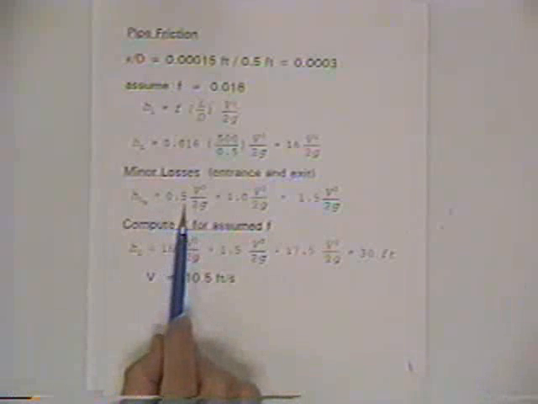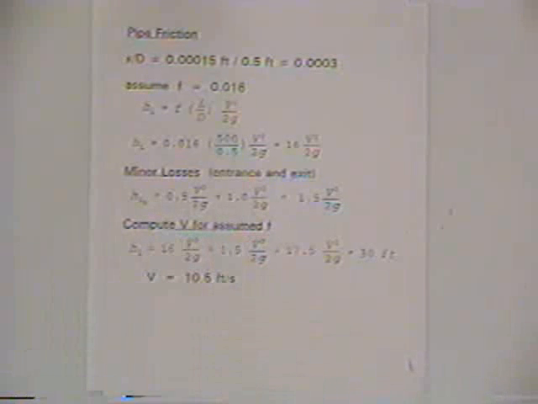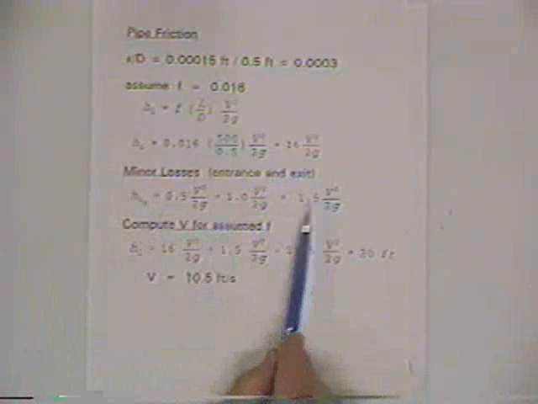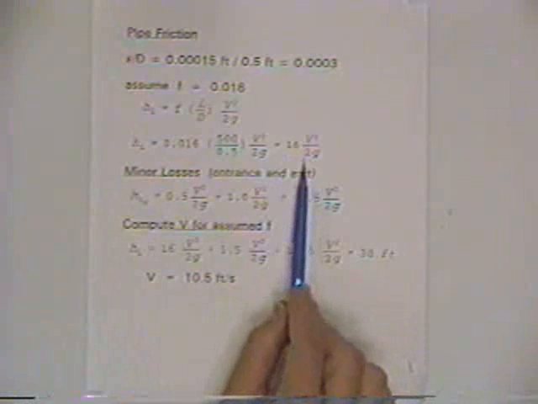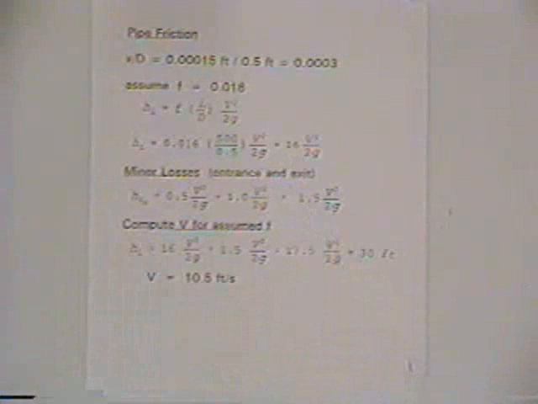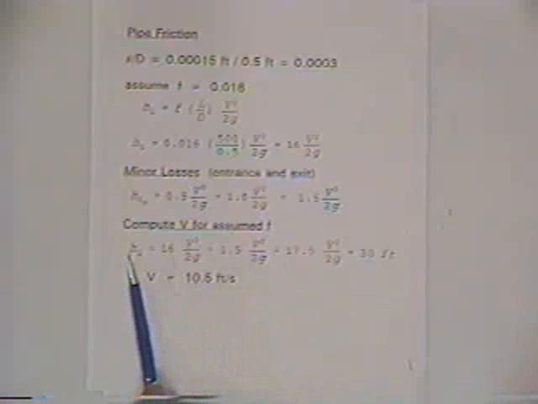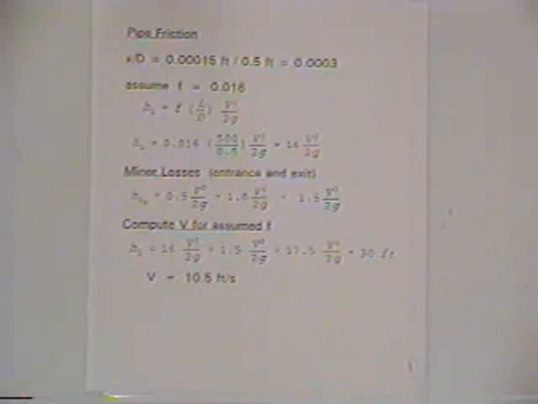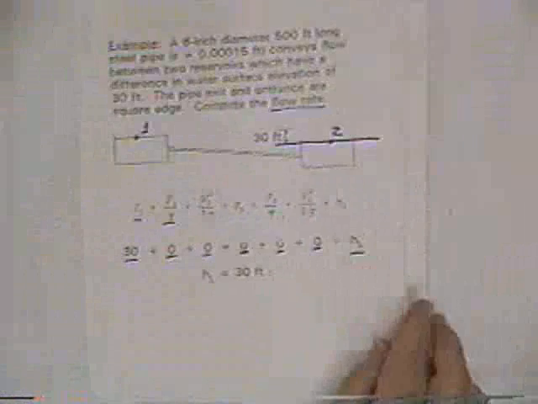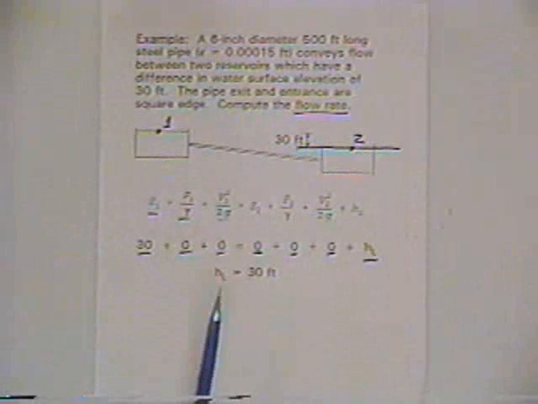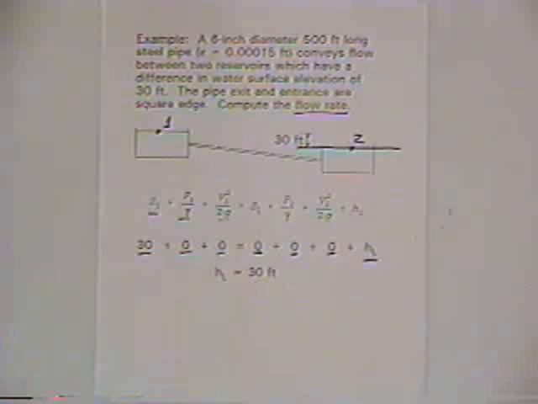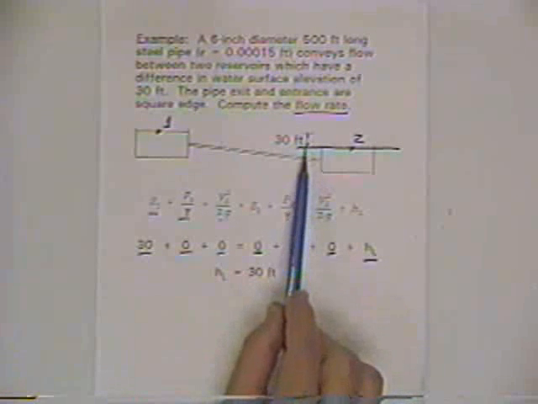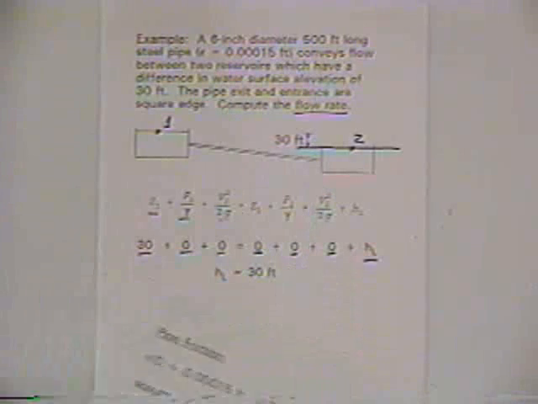And so the entrance loss is 0.5 times velocity head, the exit loss is 1 times velocity head, and so the minor losses are 1.5 times velocity head. And so we can add the frictional losses in the pipe to the minor losses, and we get that the total head loss is 17.5 times velocity head. And at the very beginning, we did an exercise in which we applied the energy equation and found out that the total head loss between those points is 30 feet, which is the vertical distance and difference in elevation between the water surfaces.